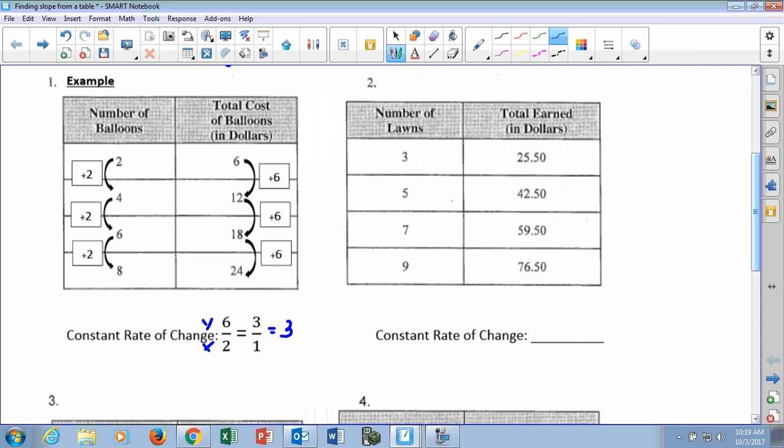All right, so if we do number 2, look at the change in x. What do you see as the change in x? Yeah, it's going up by 2 every single time. 2, 2, 2. What about the change in y? Julian, what about the change in y, since you're so busy talking, seem to know the answer? You don't know.